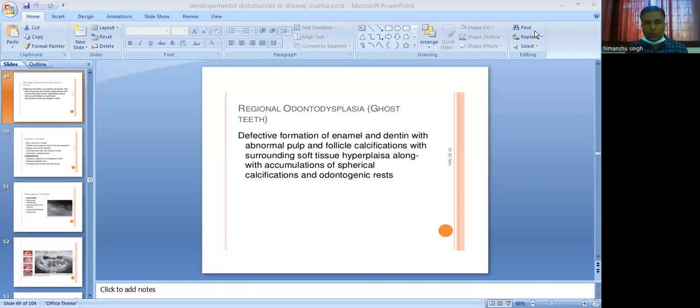The next topic is regional odontodysplasia, also called ghost teeth. In this, there is a defective formation of enamel and dentin with abnormal pulp and follicle calcifications, with the surrounding soft tissue hyperplasia, along with the accumulation of small spherical calcifications and chondrogenesis.